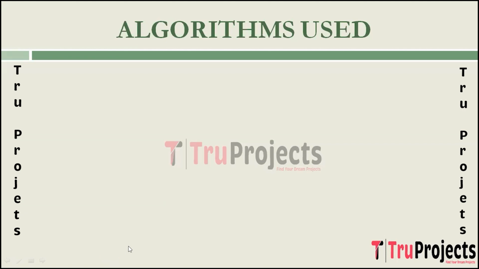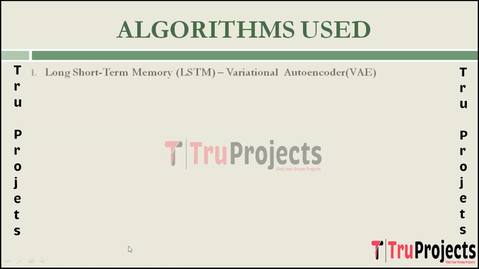Algorithms which are used in this project are long short-term memory, which is LSTM, with variational autoencoder. Long short-term memory is a type of recurrent neural network architecture designed to address the vanishing gradient problem in traditional RNNs. LSTMs are capable of learning and capturing long-term dependencies in sequential data, making them suitable for tasks involving time series or sequential patterns.